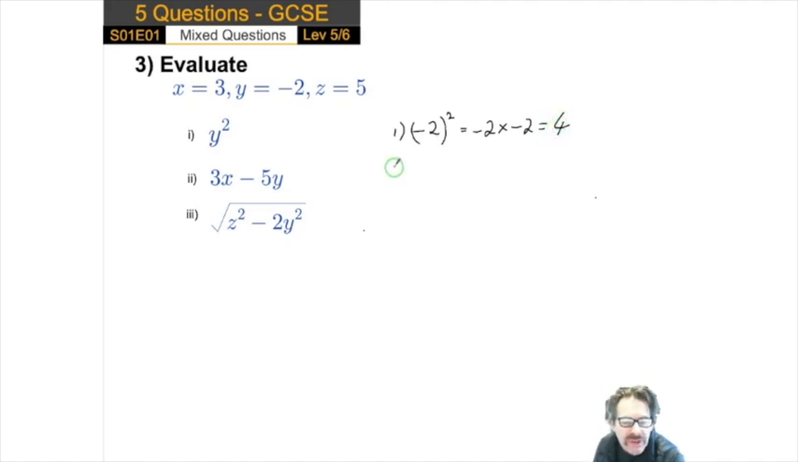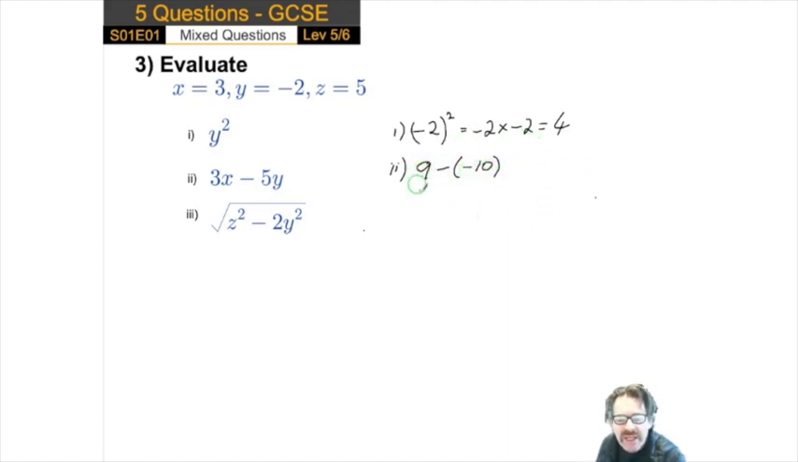Number 2. Another sign problem here. So we've got 3x minus 5y. So 3x, when the numbers are next to each other, that means 3 times x. So 3 times 3, which is 9. So it's going to be 9 minus 5 times y, 5 times negative 2. So it's going to be minus 10, negative 10. 9 minus negative 10.